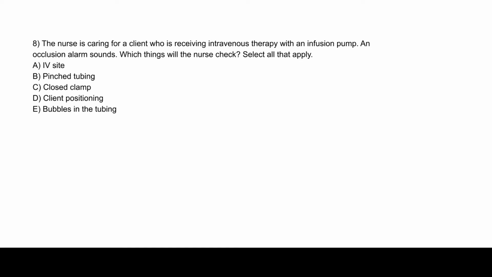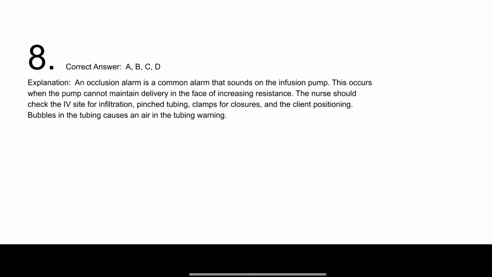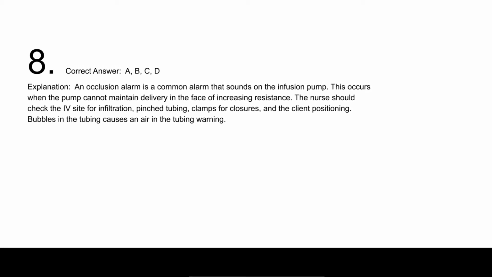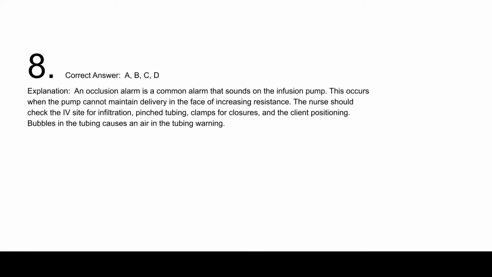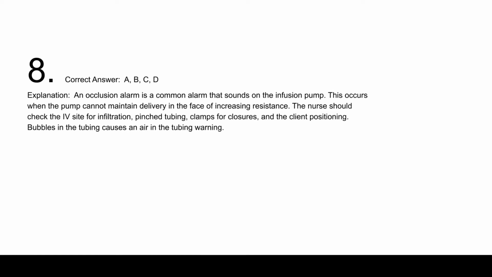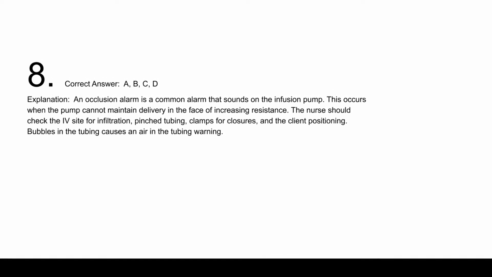Correct answer, A, B, C, and D. Explanation. An occlusion alarm is a common alarm that sounds on the infusion pump. This occurs when the pump cannot maintain delivery in the face of increasing resistance. The nurse should check the IV site for infiltration, pinched tubing, clamps for closures, and the client positioning. Bubbles in the tubing causes an error in the tubing warning.